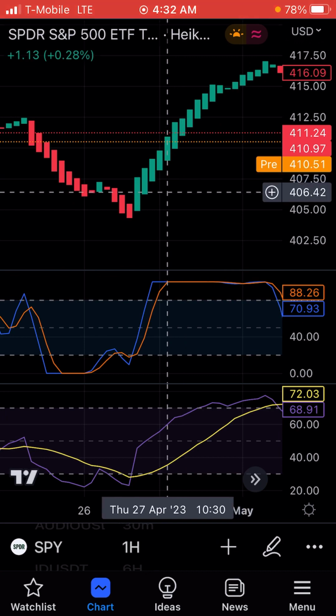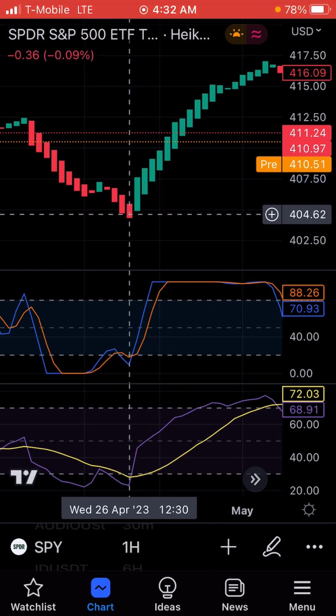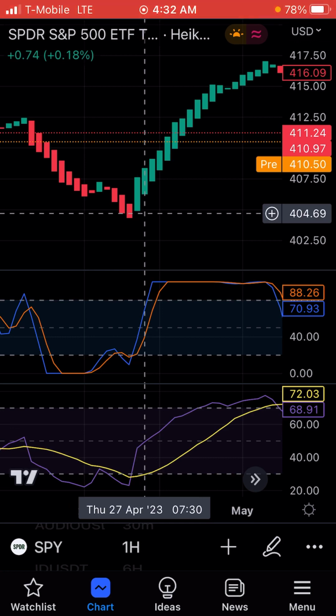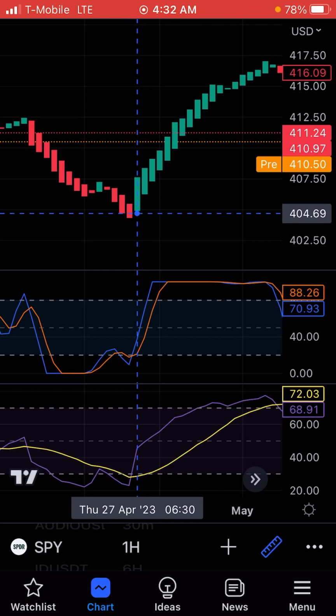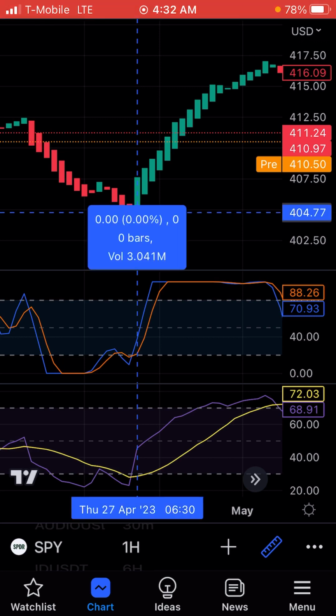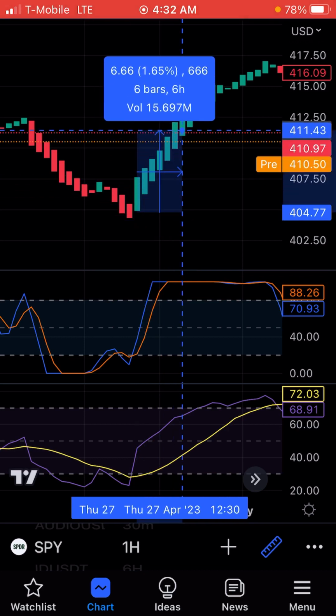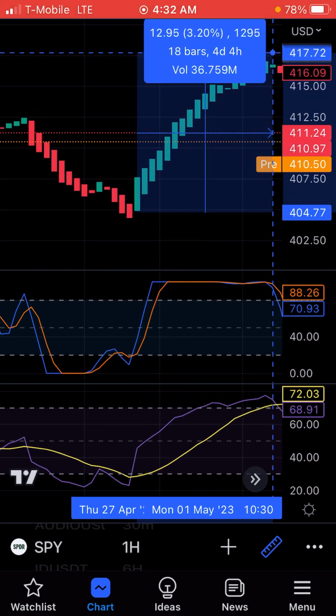So we see it again right here. This is probably a big one, but you see the blue line passing through the orange line. That is our entry point. We would do a 404 call at this point. Then we look at the regular RSI and we get out right about here.